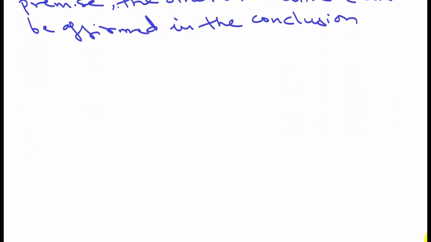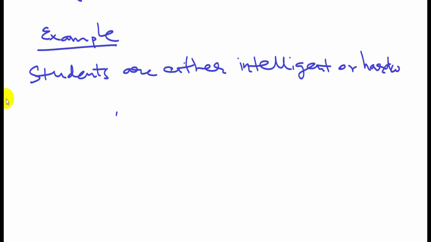Now let us look at the example. Students are either intelligent or hardworking. This is the "either" statement. Either they are intelligent or hardworking.